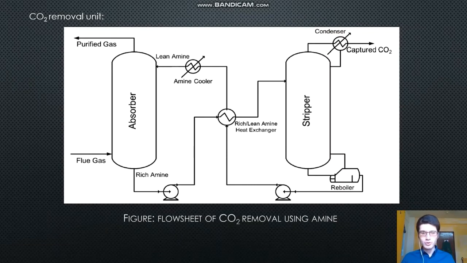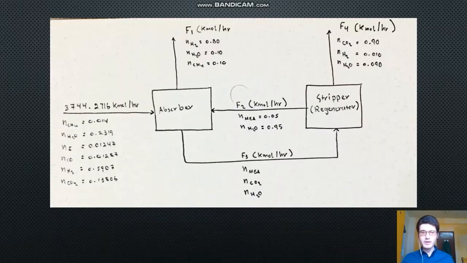For the CO2 removal unit, we have two main unit operations, which are the absorber and the stripper. The absorber is used to purify the hydrogen gas from the CO2 using a proper amine. And then the amine will go to the stripper where the CO2 will be stripped off, and the amine will be recycled back to the absorber. For ease of the calculations to find our unknowns, we will use a simple block flow diagram, as can be seen from the presentation.